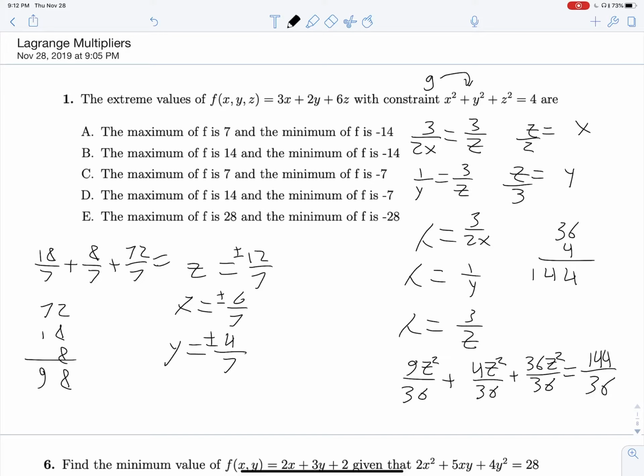98 over 7. And let's see, 7, 98, 1, 28, okay, 14. And so we see we're getting a maximum value of 14, and we know that our minimum should be equal and opposite, and so our answer choice is B.